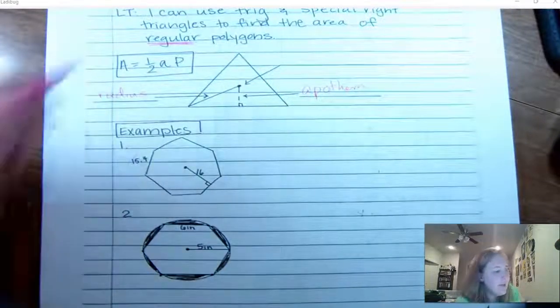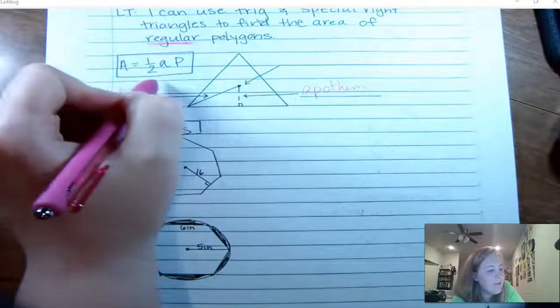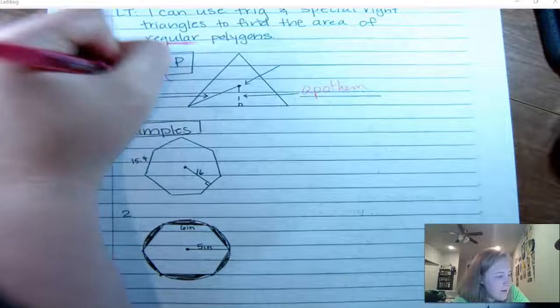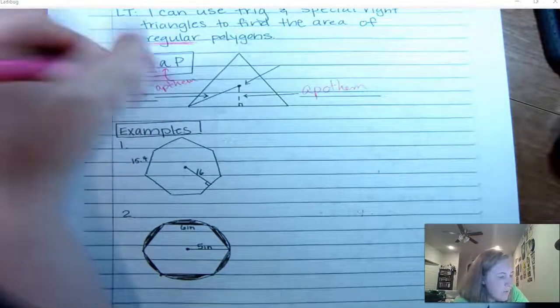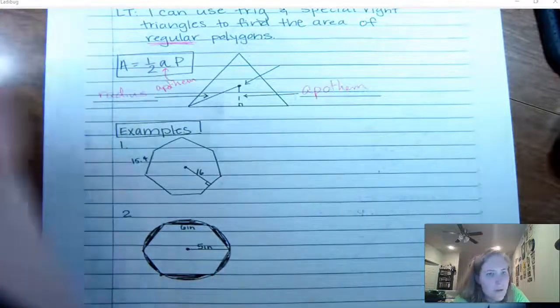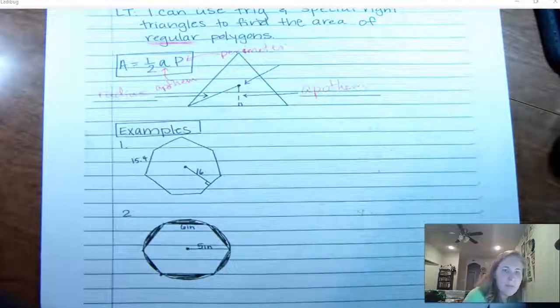Okay. Oh, and another thing. That is the all-important formula for the day. Area equals 1/2 times the apothem. Oh, I forgot the O. Times the perimeter. So perimeter we all know how to find. The apothem, I'm going to show you some different ways to find it today.